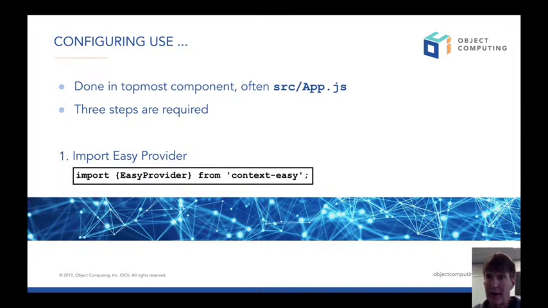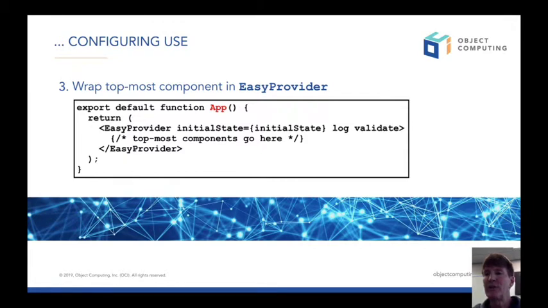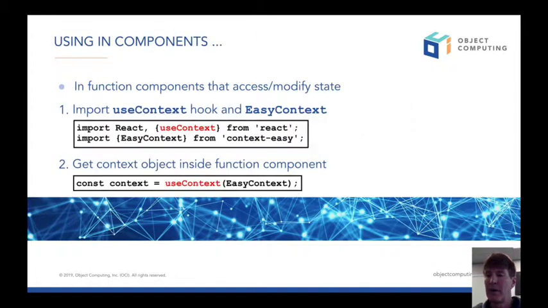Configuring the use of ContextEasy should be done in the topmost component. Often this is defined in source/app.js. Three steps are required. The first is to import EasyProvider as shown here. The second is to define the initial state like the example shown here. The third step is to wrap the topmost component in an EasyProvider as shown here. Note how the initial state is passed to EasyProvider as a prop.